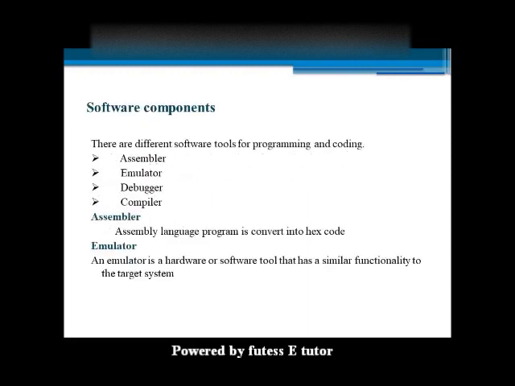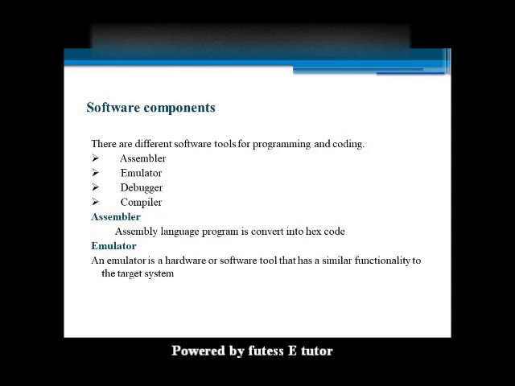Once the hardware is completed, we need to build the software for the embedded devices. There are different software tools for programming and coding. These software tools are referred to as software components. We need a program written in assembly or in embedded C language, and then we compile it. The compiled code is converted into hex code. The hex code is programmed or burned into the ROM of the system using some programmer.